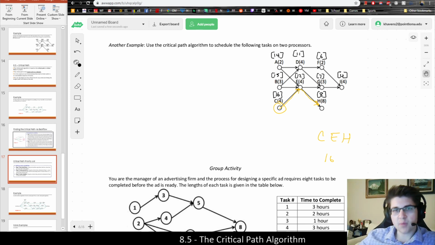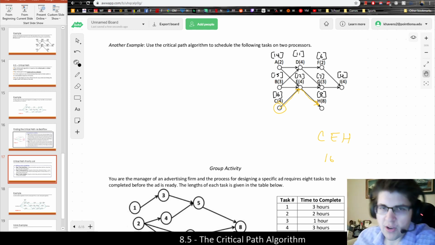I noticed that this one doesn't seem to go to the end, but remember that every point at the end of this would be connected to the end because we have to finish everything to finish. And since H doesn't have anything relying on it, it is really an endpoint, even though it's listed differently. It looks a little different, if you see what I'm saying.